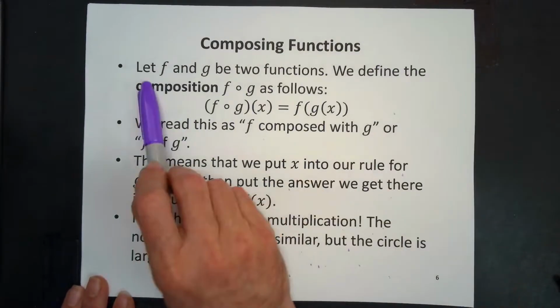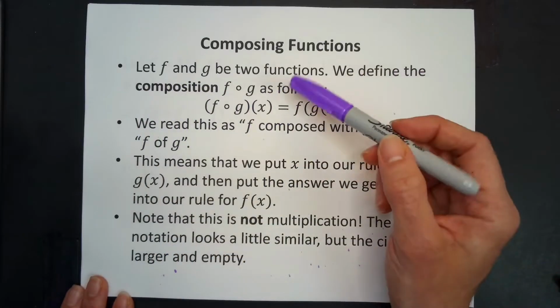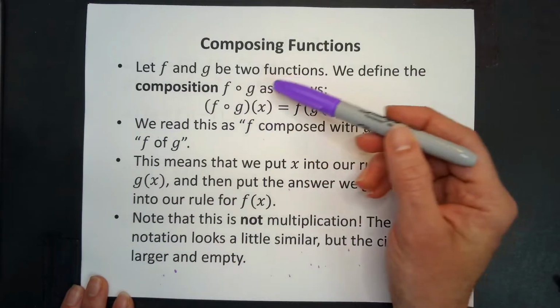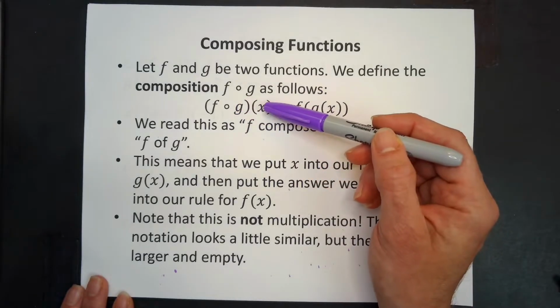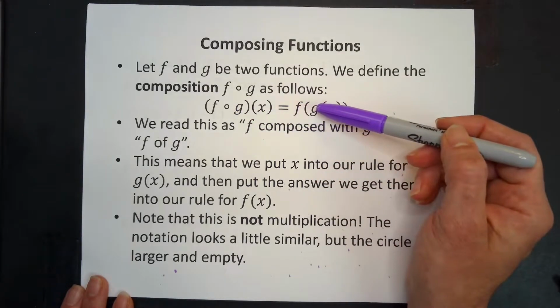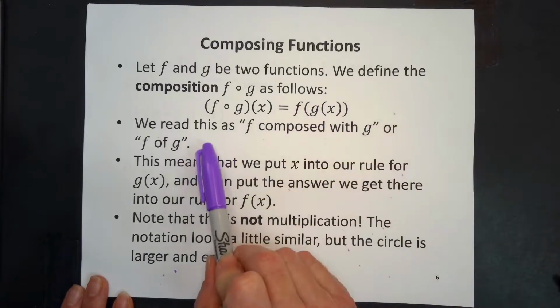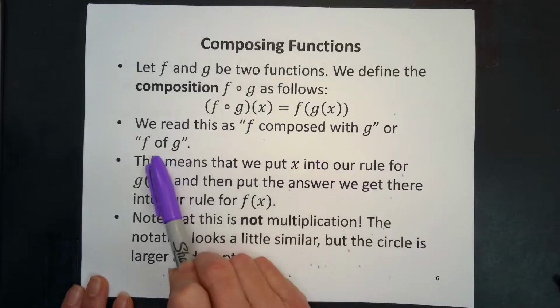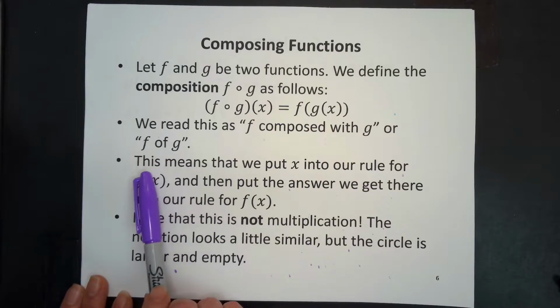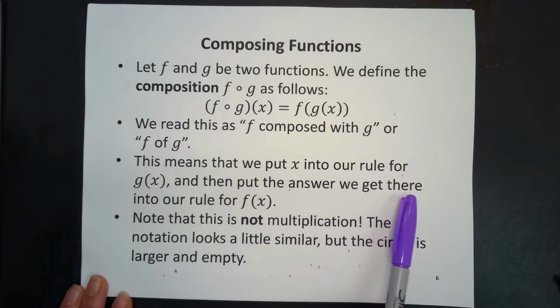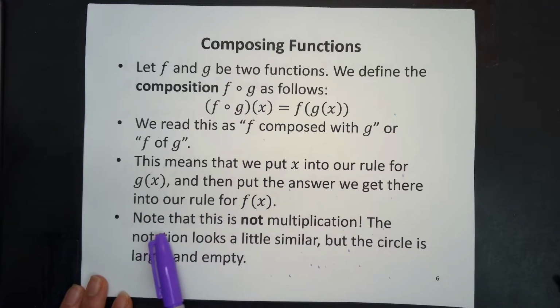Composing functions. We let f and g be two functions where we define the composition as f, this open circle, g, as follows. f open circle g of x equals f of g of x. And then we read this as f composed with g or f of g. Usually we just say f of g. This means we put x into our rule for g of x, and then we put the answer we get into our rule for f of x. Note this is not multiplication. The notation looks similar, but the circle is larger and empty.